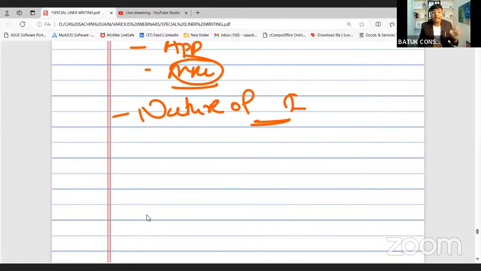And you will know that while filling in the data in Form 3CD, there is a specific clause in which we need to mention the nature of the industry. And this is a very important thing which we need to put. So we need to be very careful about the nature of the industry.